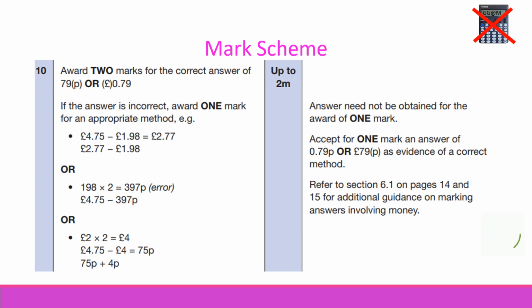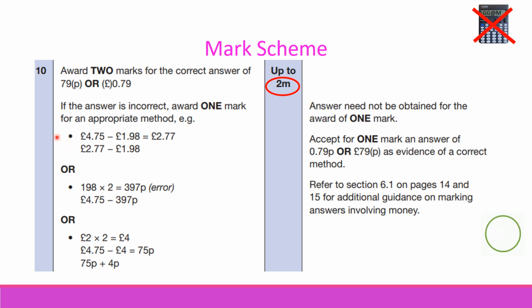The mark scheme on this question shows there are 2M, which means 2 method marks for getting the final answer correct. The answer is 79 pence, or in pounds, £0.79. Either answer is acceptable. Then you get 1 mark for showing your working.